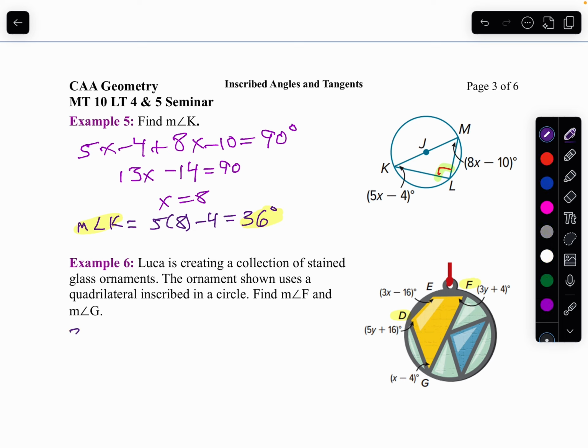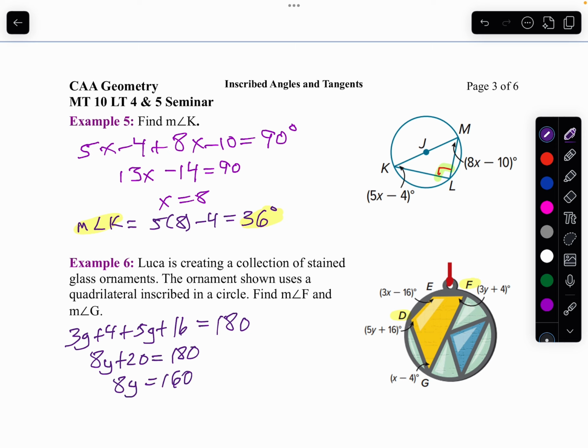So we're going to say 3y plus 4 plus 5y plus 16. My y's look like g's, don't they? Equal 180. Now, if I add those up, I get 8y plus 20. And that's going to equal 180. Well, subtract 20 from both sides. 8y equals 160. Divide both sides by 8.